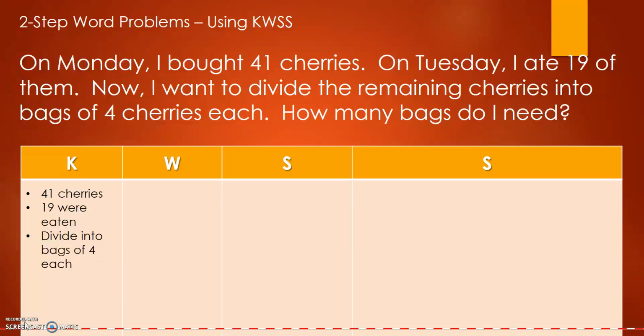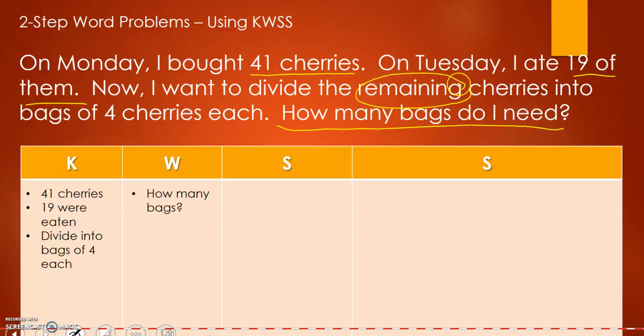So, what do I want to know? Well, easy. I can look at the question. How many bags do I need? So, I need to know how many bags. But there's something else that I need to know, because if I have my 41 cherries and then eat 19 of them, I need to figure out what's left before I can figure out how many bags. So, I also need to know how many cherries are left after 19 of them were eaten. So there's 2 things I need to know for my 2 steps.